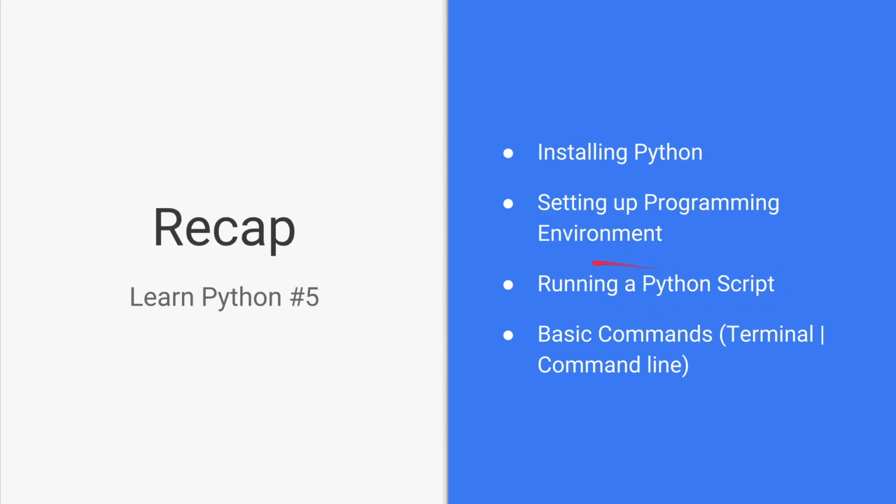We learned how to run a Python script, so we actually created our own Python script, which was a simple arithmetic operation. We also ran a pre-made Python script, which I've linked in the description below. And then we also learned about some basic commands in the terminal, which are the cd, change directory command, and the python command to run our Python script. And we've done this for both operating systems, Mac and Windows.